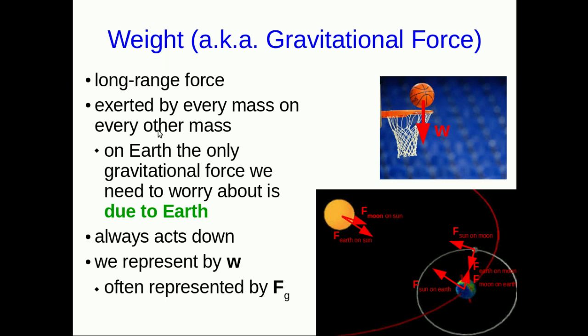But for our purposes, we're usually concerned with things that are on the Earth. And for objects on the surface of the Earth or flying in the Earth's atmosphere, the only gravitational force we really need to worry about is the gravitational force acting on them due to the Earth. And notice that's telling us the agent. So unless you're thinking about something that is not on Earth, the agent of the gravitational force, the weight, is the Earth. And in that case also, it always acts down. And we're going to represent weight by a W, but you'll see in many sources it gets represented by an F sub G.